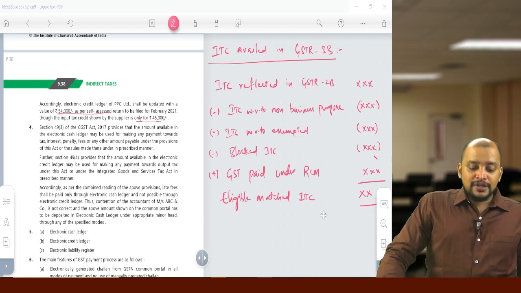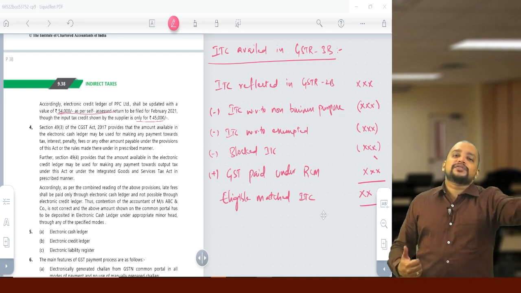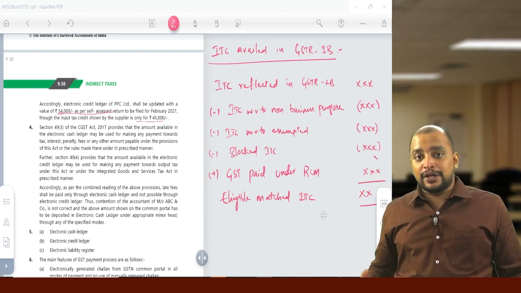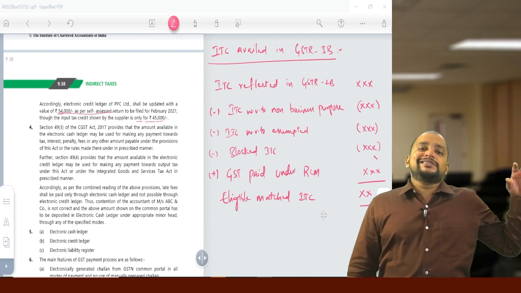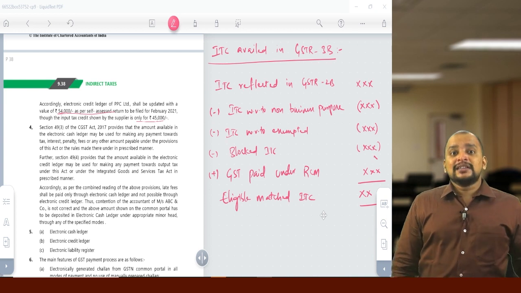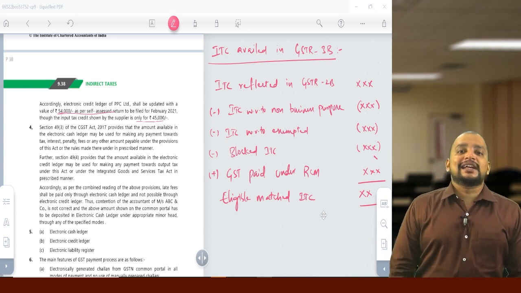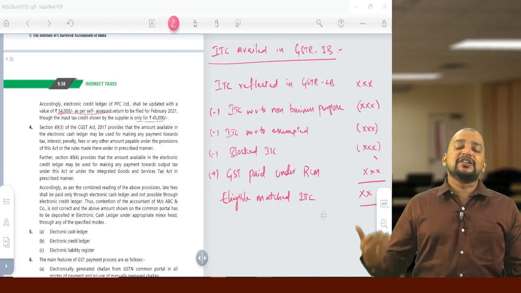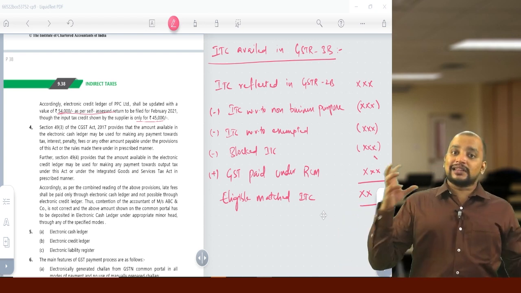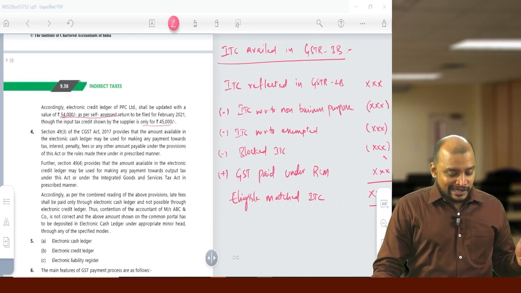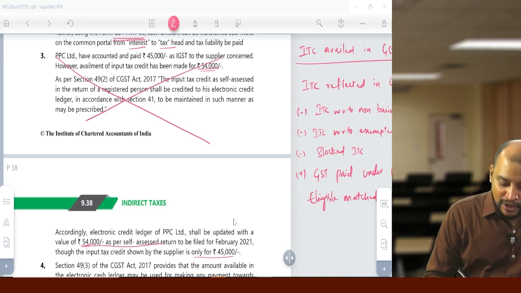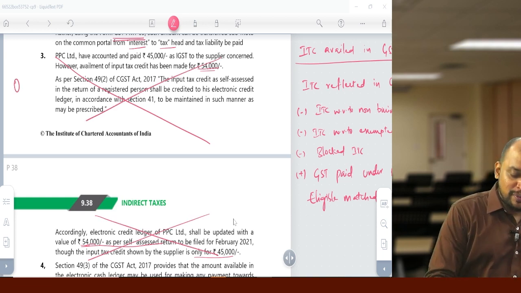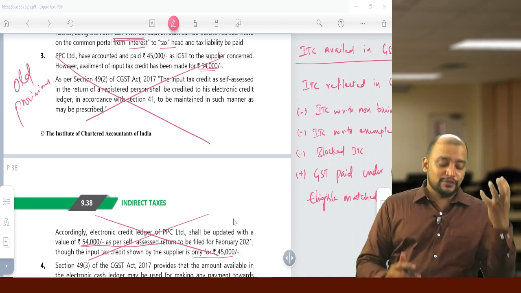Now what you need to write for this question is that with effect from 1/1/2022, only eligible matched ITC can be availed as ITC. Consequently, whatever GST is reported by the supplier in GSTR-1, that can only be availed as ITC. Therefore, ITC that can be availed is 45,000, and 45,000 will be reflected in the electronic credit ledger. Like that we need to write. So the answer given here in the study material is a wrong answer. Please don't follow this, because this answer is as per old provisions. As per the latest provisions, I told you what we need to write.